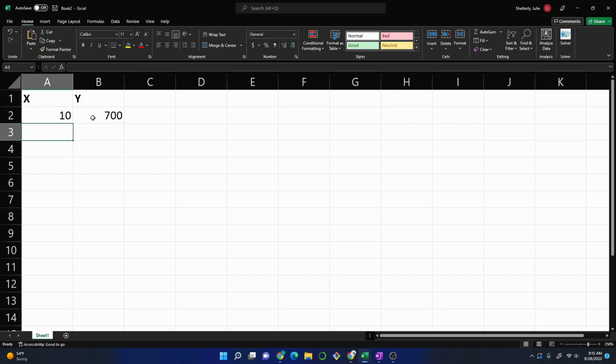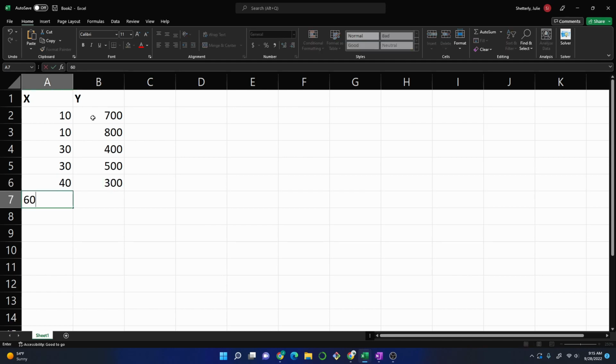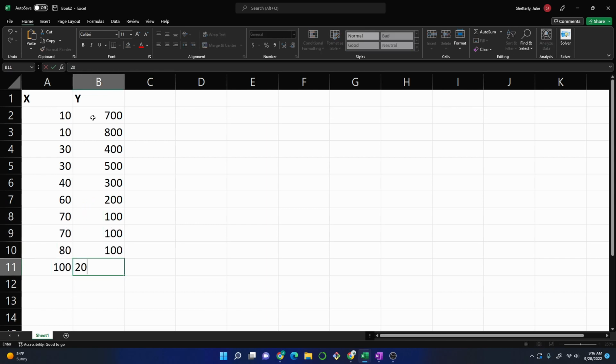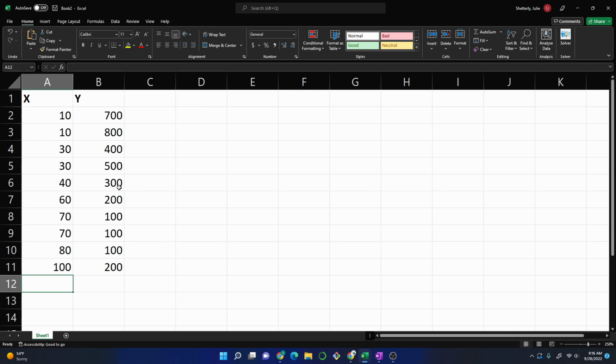So essentially I'm just going to copy the table from my worksheet. So the next was 10, 800, then 30, 400, then 30, 500, and so on. I'll continue typing. Feel free to do the same on a computer or just follow along. Now, once I have those typed in, Excel allows me to easily plot these points in a scatter plot.